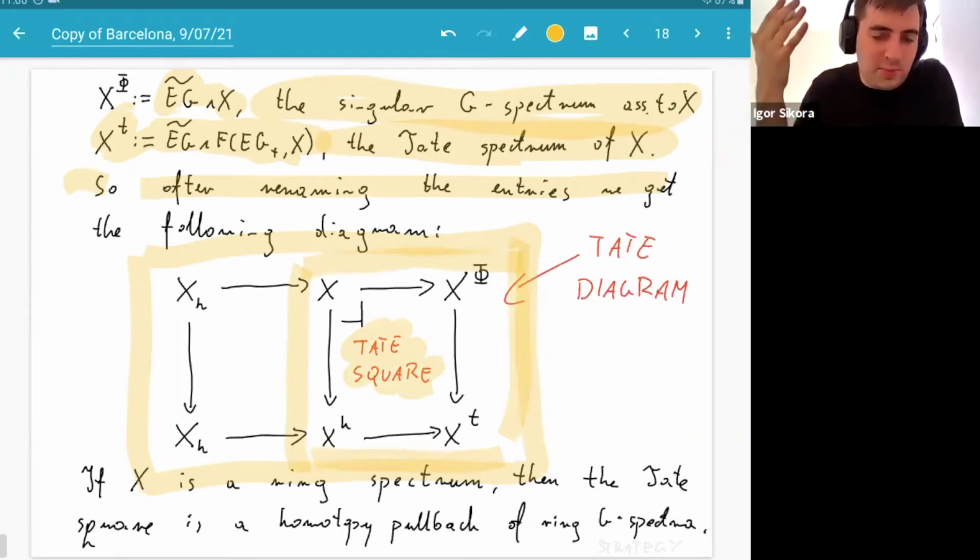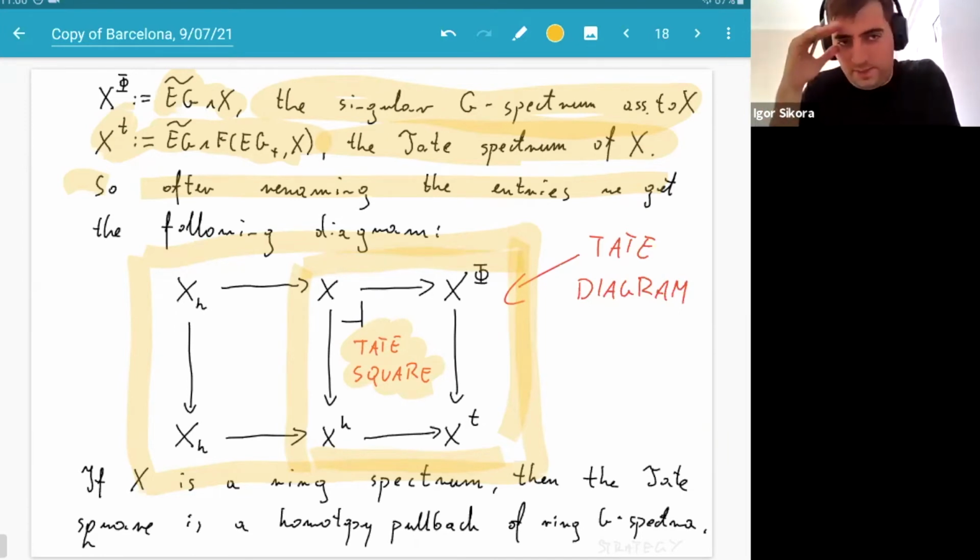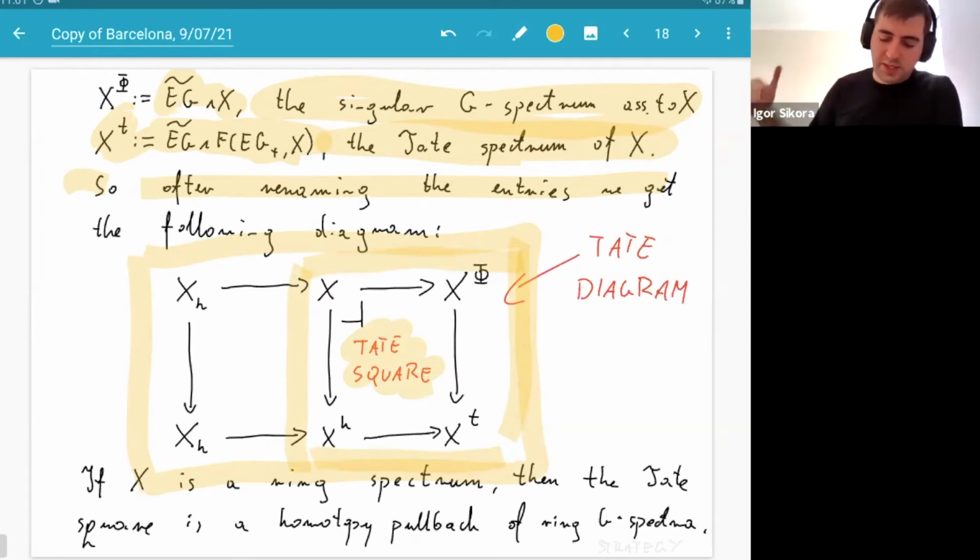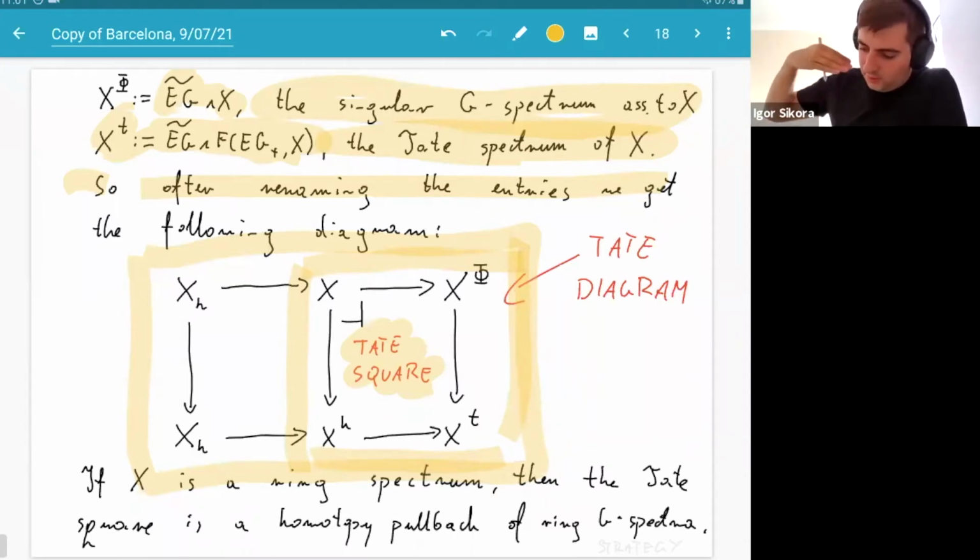This square has the property of being, as we said before, a homotopy pullback, and it also has the additional feature that if X is a ring G spectrum, then the Tate square is a homotopy pullback of ring G spectra, in the sense that all of the entries of the Tate square are ring G spectra, and this square is a homotopy pullback. This is also true for R modules. If X is a module over some ring spectrum R, then the Tate square is a homotopy pullback of R modules.